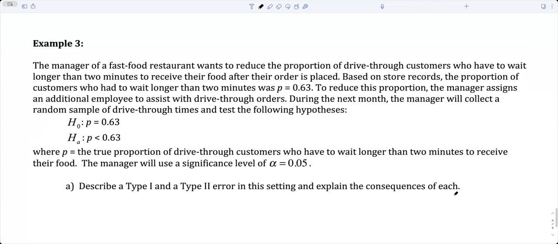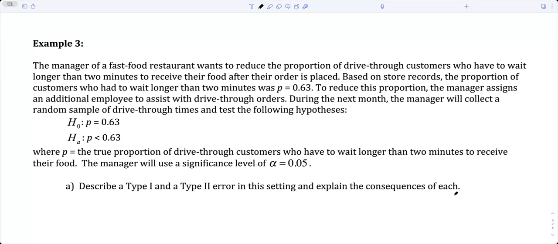The manager of a fast food restaurant wants to reduce the proportion of drive-through customers who have to wait longer than 2 minutes to receive their food after their order is placed. Based on store records, the proportion of customers who had to wait longer than 2 minutes was p = 0.63. To reduce this proportion, the manager assigns an additional employee to assist with drive-through orders. During the next month, the manager will collect a random sample of drive-through times and test the following hypotheses.